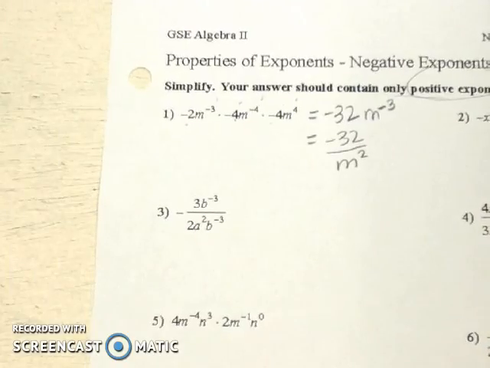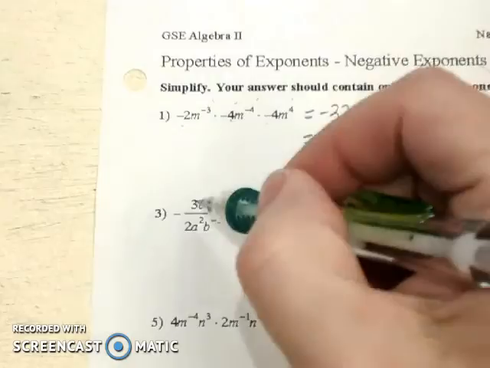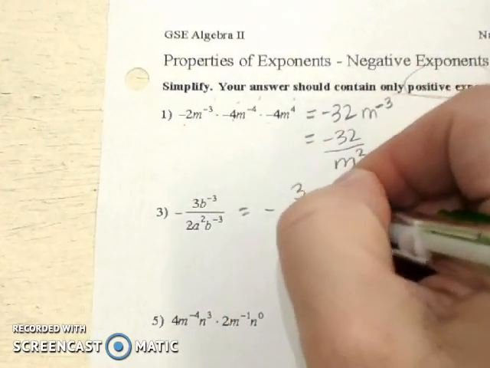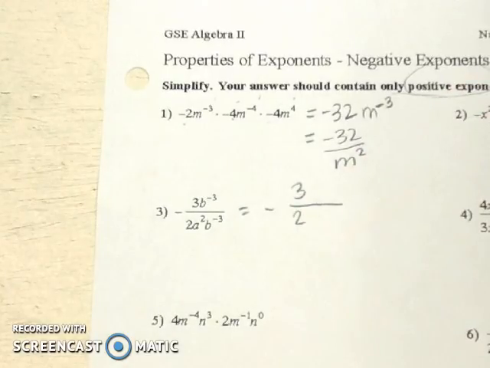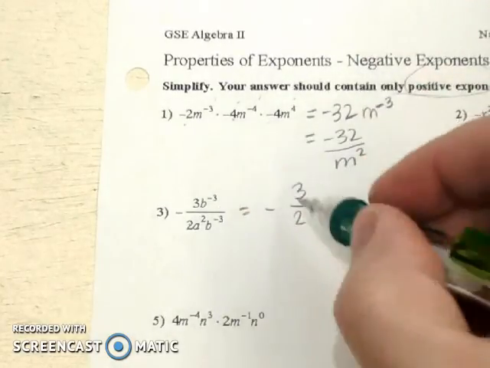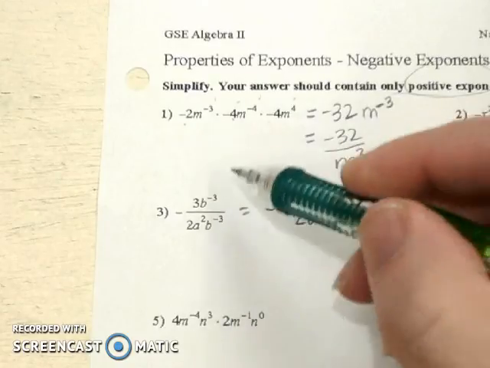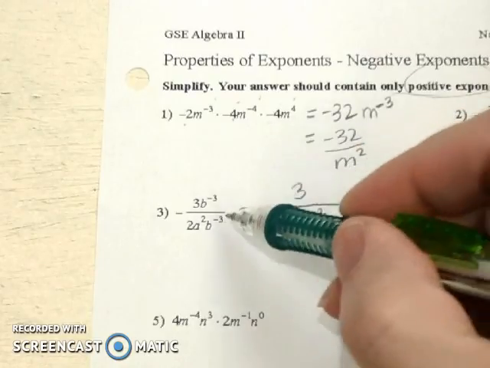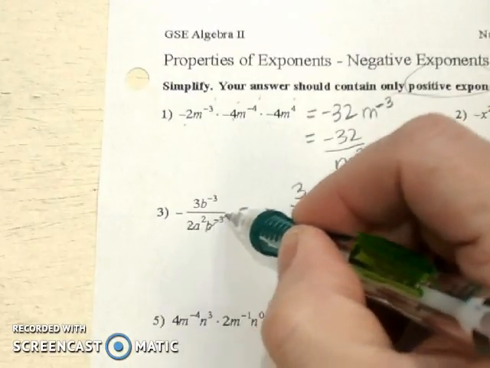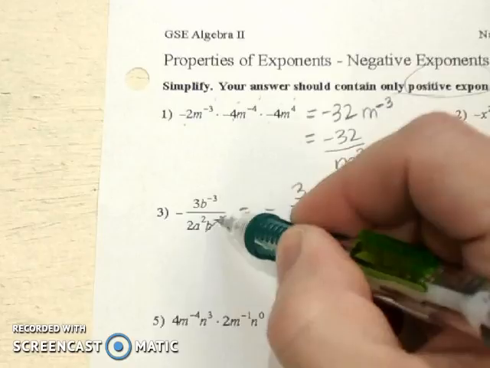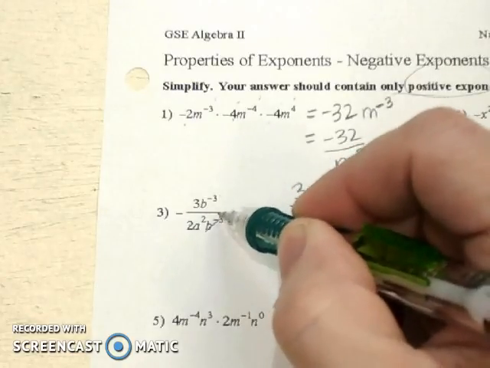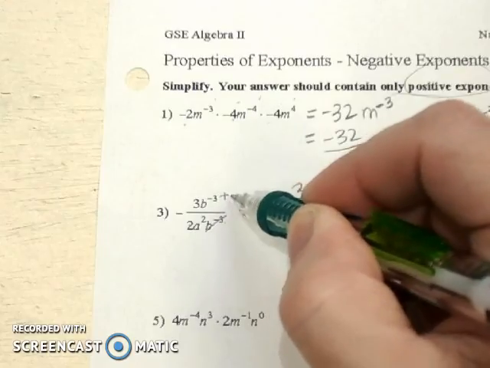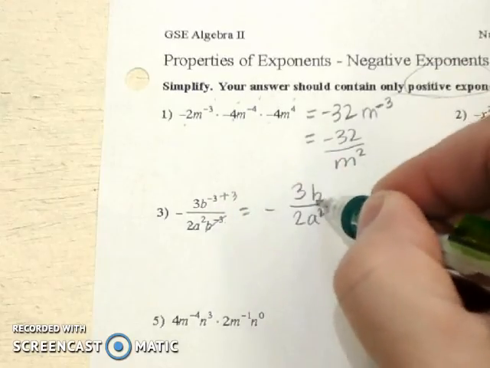Okay, number 3. Negative 3 over 2 is already simplified. There's nothing that you can do with 3 halves. So now look at your variables. I have an a squared in the denominator, and I have b to the negative 3 over b to the negative 3. And we just talked about that a few minutes ago. You can do a couple of things with this. I can either subtract, and negative 3 minus a negative makes it plus, and that gives me b to the 0.